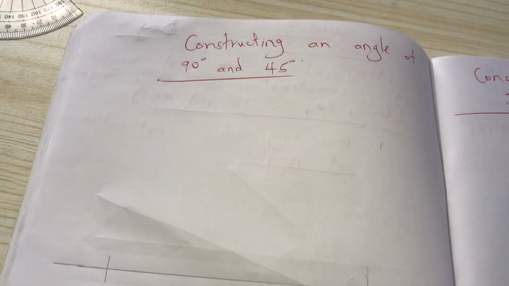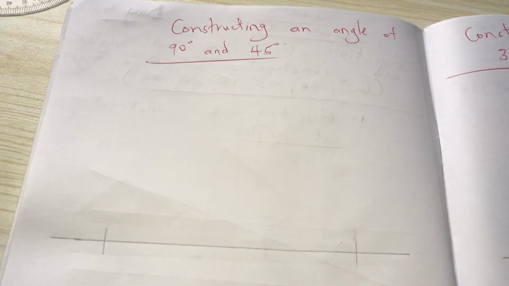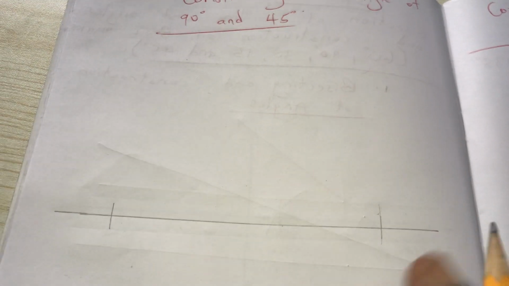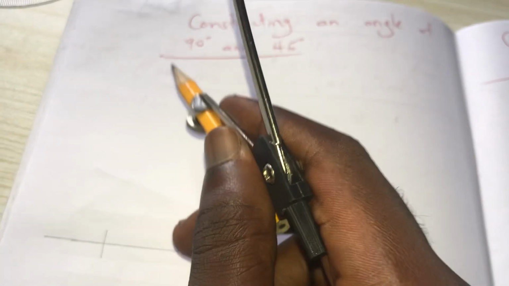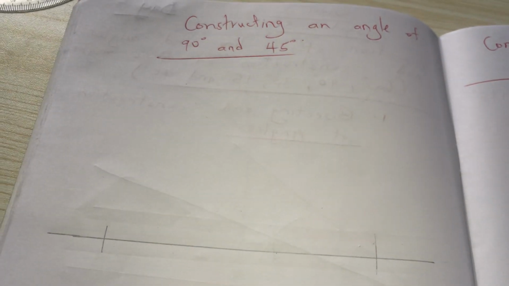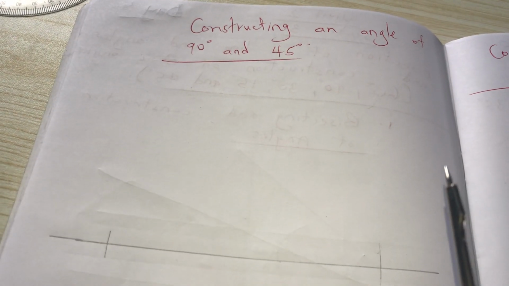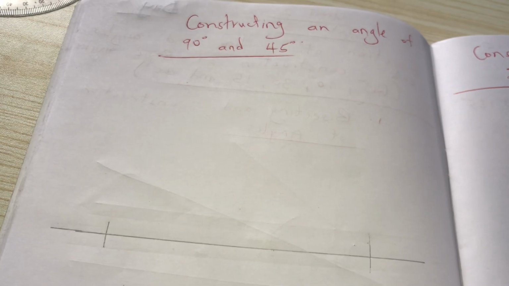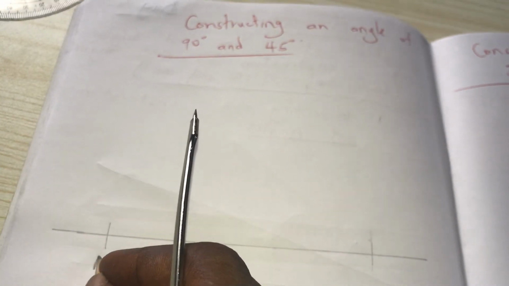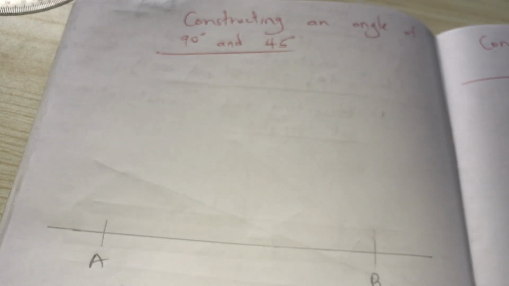Okay, so let's talk about the next one. We are going to learn how to construct an angle of 90 degrees and 45 degrees. Do you know that when we divide 90, we get 45? Okay, so if we construct the 90 degrees, then we'll bisect it. That's all. Okay, so if here is A and here is B, that's line AB.